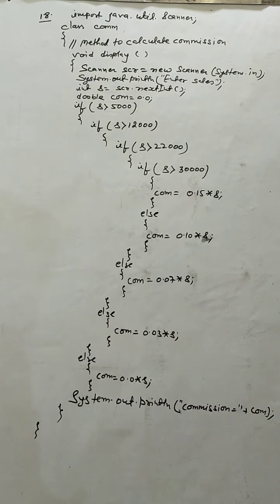If his monthly sales is between 0 to 5,000, he will get 0% commission. If his monthly sales is between 5,001 to 12,000, he will get 3% of the sales. If his sale is between 12,000 to 22,000, he will get 7% commission. If his sale is 22,000 to 30,000, he will get 10% commission. And if his sale is above 30,000, he will get 15% commission.